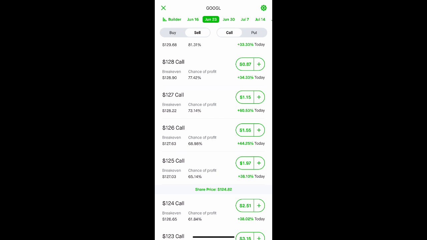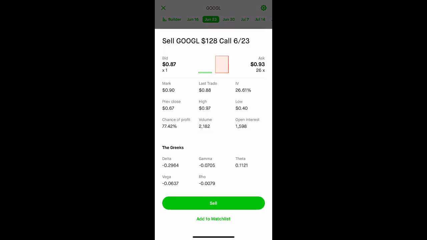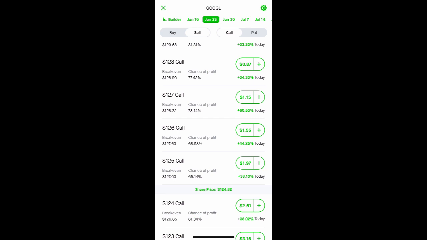So if you owned Google at $124 a share and you agreed to sell this $128 covered call, if Google did go above that $128 at the end of next Friday, you would then sell your 100 shares at a $400 profit plus the premium that you get for selling this option. So let's say we sold it for $87, your total gain would be $487. If the stock price does not go above that $128 per share, you just keep the premium that you made there, that $87. You also keep your shares, and you can just keep doing this week after week on any stock that you own 100 shares of.